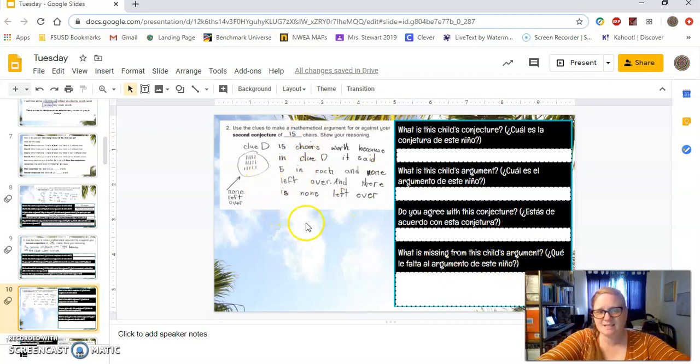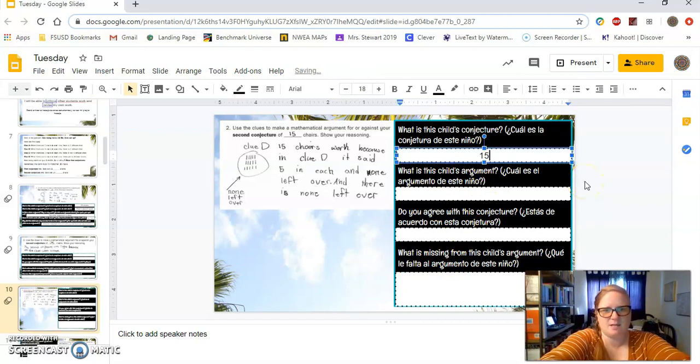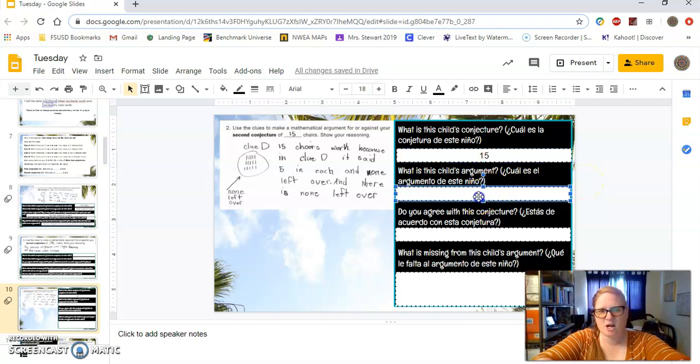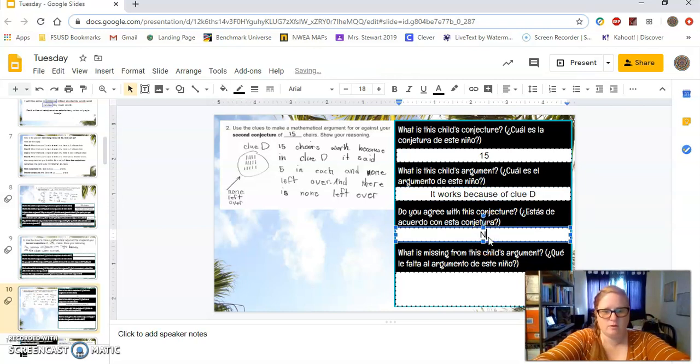What they're missing is that they need to prove it with more of the clues, okay? So since I kind of did this one for you, I'm going to go ahead and just type it in. 15, what is their argument? It works because of clue D. I'm going to say no, because it does work with clue C.